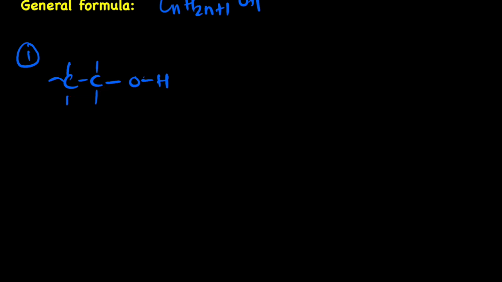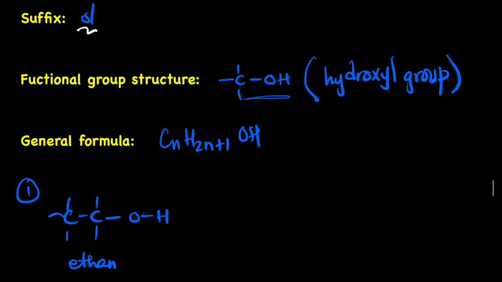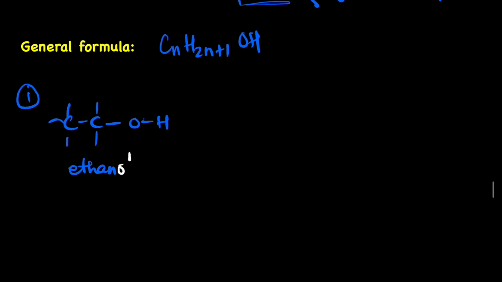When we name this one, guys, with ethanol it doesn't matter which carbon the OH is on, because this is carbon 1, this is carbon 2. Even if it was here, it's carbon 1 anyway, because we number 1, 2 either way. So we name this one ethane, and then since we have the suffix of an alcohol, we say it's ethanol, right?